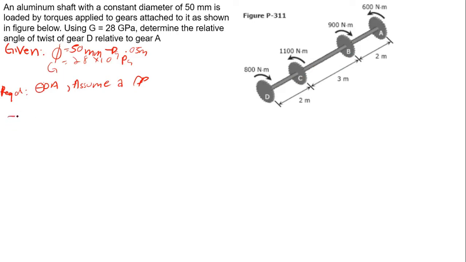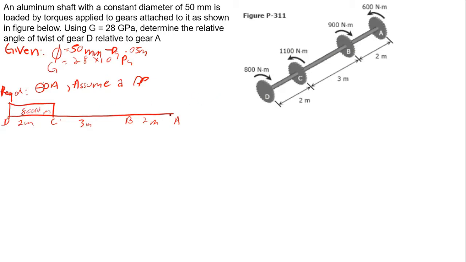So drawing lang ako dito. So ito yung A at D. So i-render lang natin na D, C, B, A. So ito ay 2 meters, 3 meters, and 2 meters. So sabi dito, 800 newton meter rotating clockwise. So positive. So kapag positive, tataas tayo ng axis natin. So lista nyo lang dyan, 800 newton meter.